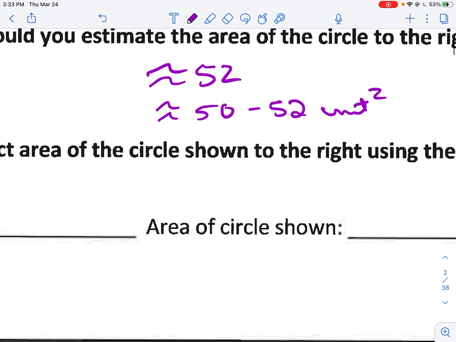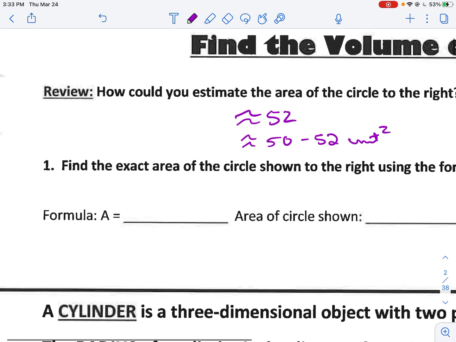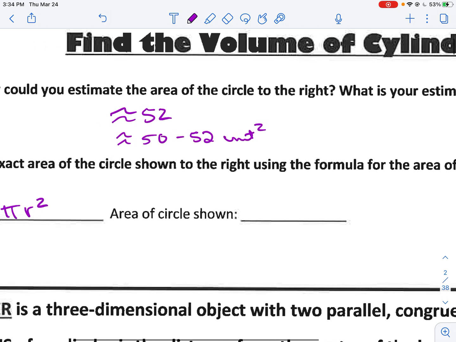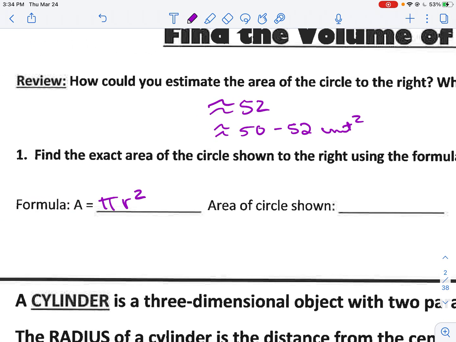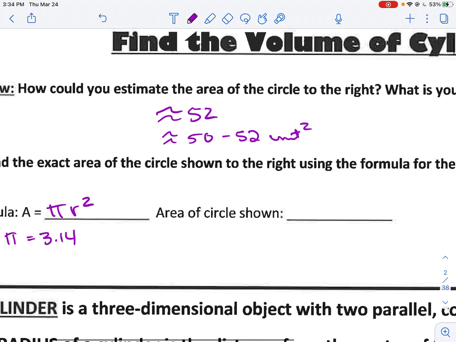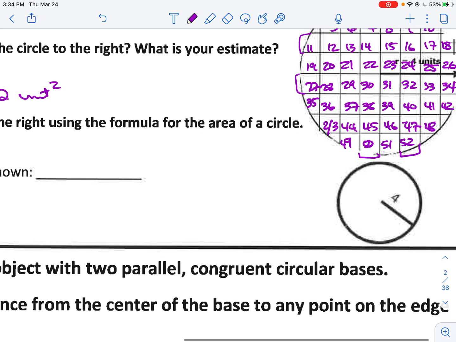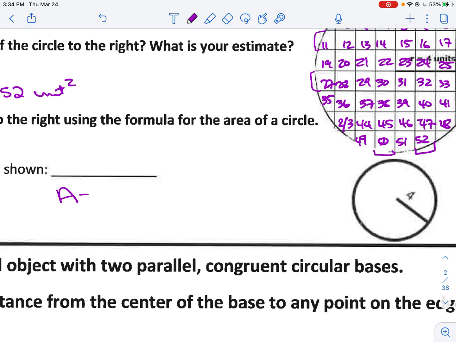But I don't know. Let's find out. It says find the exact area. The formula is pi r squared. Now, most of the time, I don't like to actually multiply out the pi. For this class pi, we're going to use 3.14. Now, there is a pi button on some calculators, and it actually is the better one to use, but I'm not going to worry about that right now. So A equals pi r squared. So I'm going to replace the r with 4, and I'm going to square it.